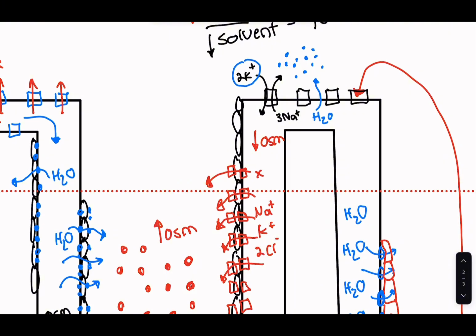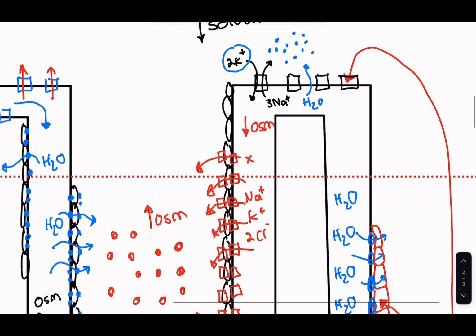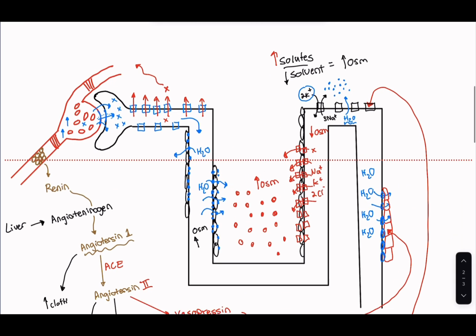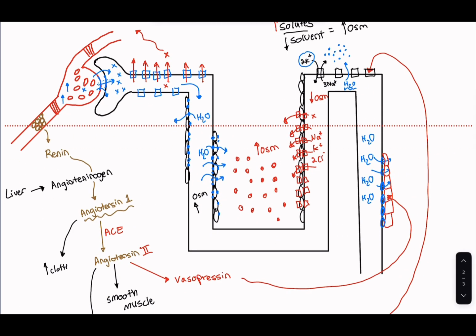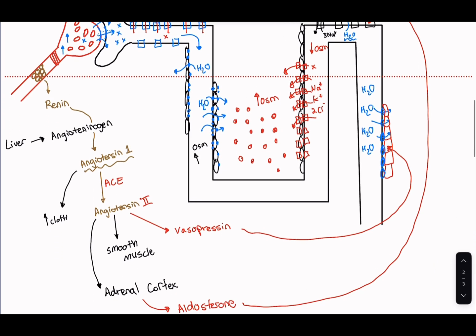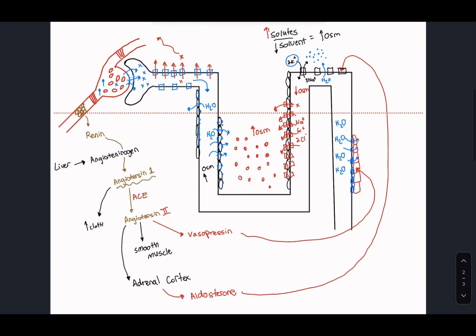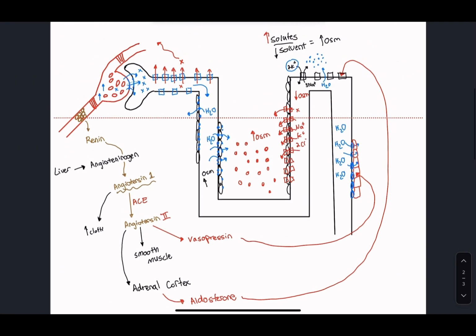So aldosterone is involved in the secretion or excretion of potassium, and it's also involved in the reabsorption of water, which is helping the initial problem we ran into over here, where there was not enough blood volume. If I reabsorb water here and here, I'm increasing blood volume in my arterial system. So this is just some general physiology on the kidney stuff for mammals.